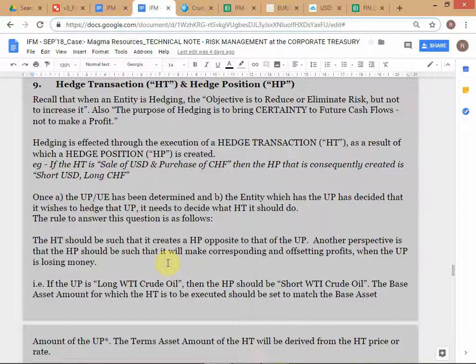Just read the notes here while I give my voice a bit of rest. Just read the notes. This is just to be particular about the use of words.